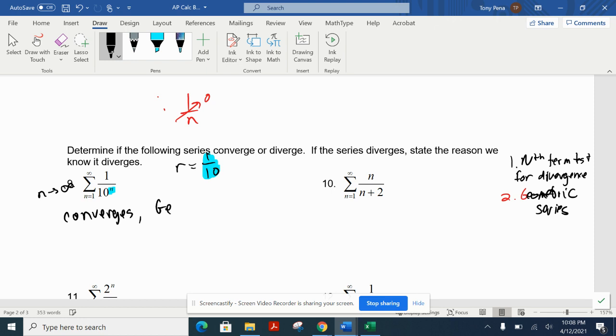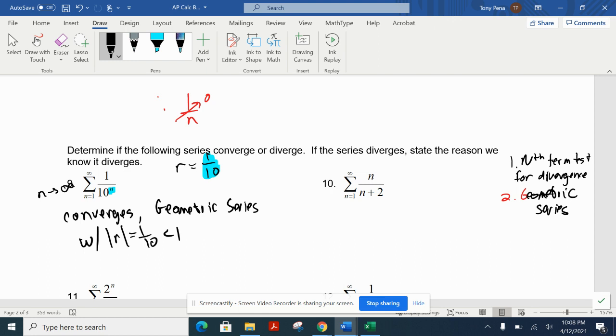And then we would say why: because it's a geometric series with a ratio whose absolute value is 1/10, which is less than 1. All right.